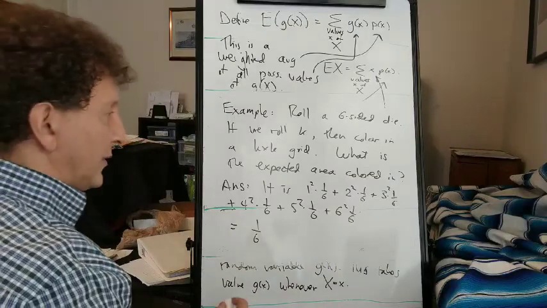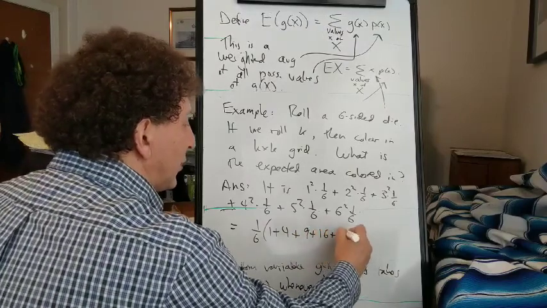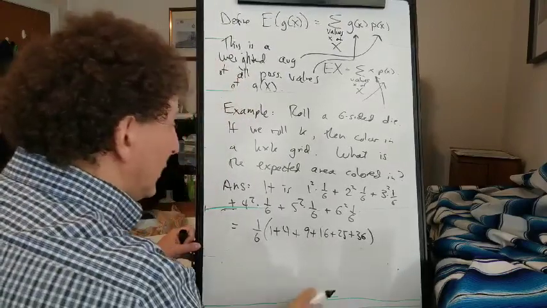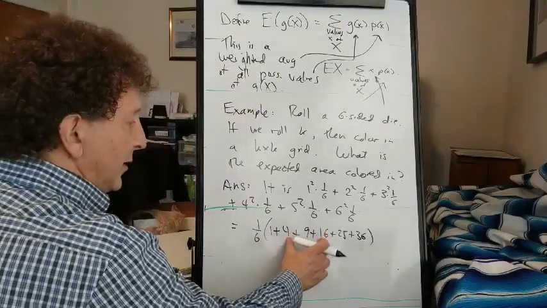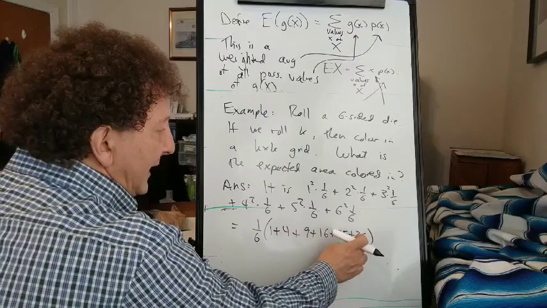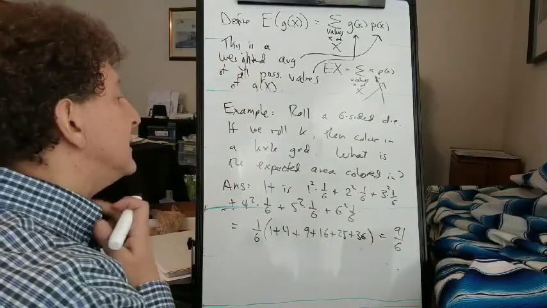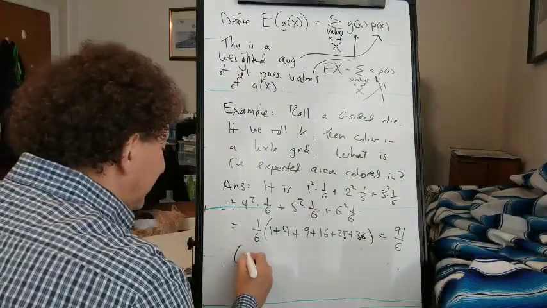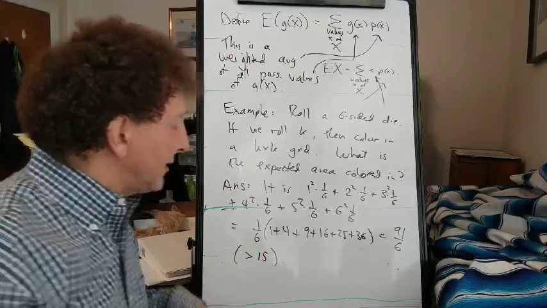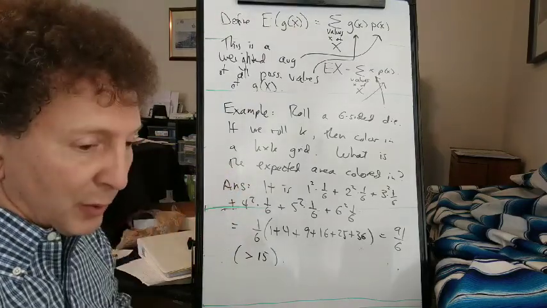So if we factor out the 1/6, this is 1 plus 4 plus 9 plus 16 plus 25 plus 36, which is 1 and 9 is 10, 4 and 16 is 20, so it's 30 right there. 55, 85 plus 6 is 91. 91 over 6 is a little bit bigger than 15. That's the expected area that we've colored in after rolling a die and then coloring in a grid whose sides are given by the roll of the die.